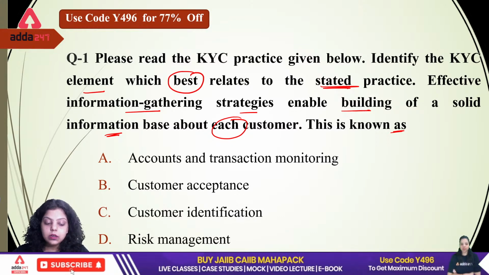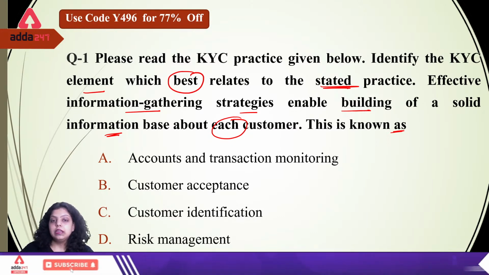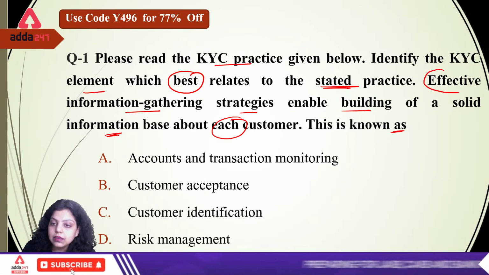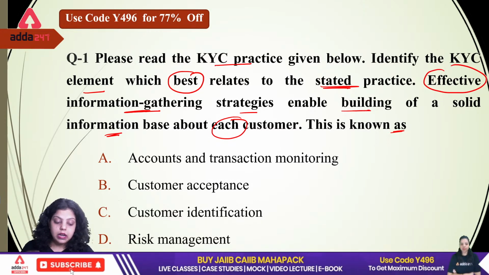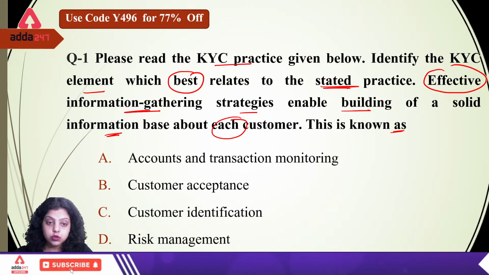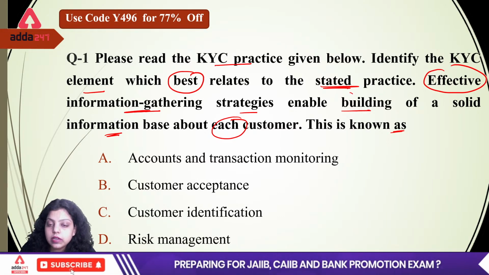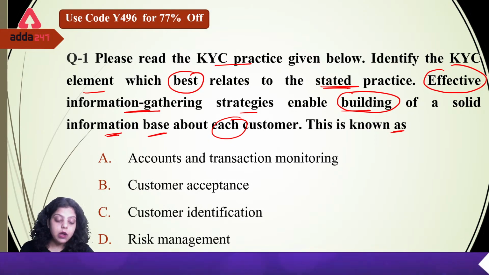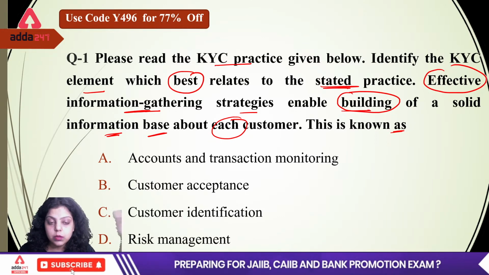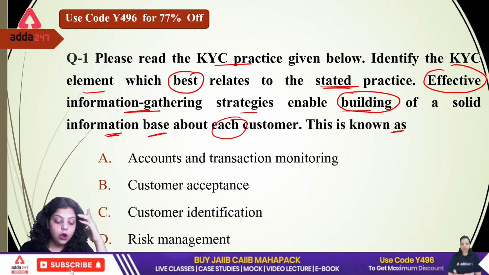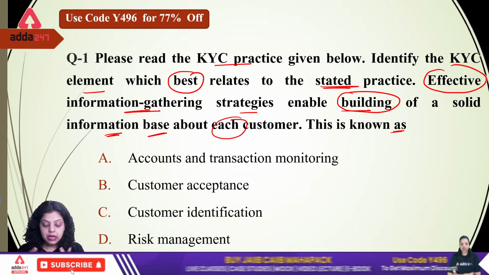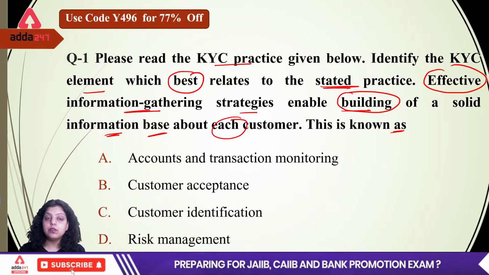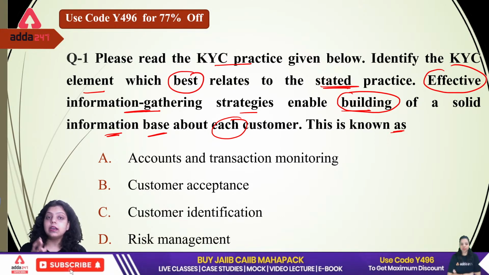As we know, in the practice we are talking about the KYC practice done by the financial institution, in which we are making an effective information gathering strategy. Now, how can we gather the information, or what information should we gather to know our customer? It enables the banks to build a solid information base about each and every customer. What will be the benefit of creating a solid information base? When a bank has solid information about its customer, the bank will be capable of knowing what type or level of risk there will be in context to the customer.